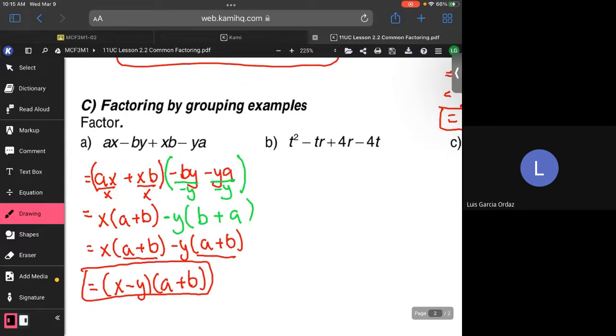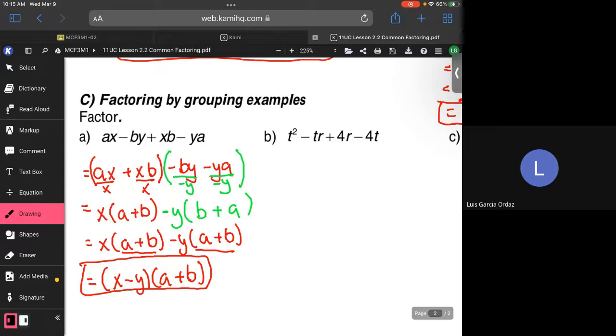Okay, let's see if you guys can do the next one. I have t squared minus tr plus 4r minus 4t. Do you want me to rearrange anything, or is it okay the way it is? What do you notice about t squared and tr? What do they both have in common? T. And then my second half has both 4, so I can leave it as is. Let's focus on t squared and tr. You said my common factor was t, so I divide both of these by t.